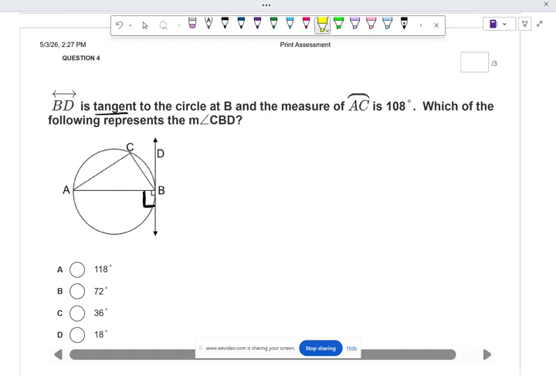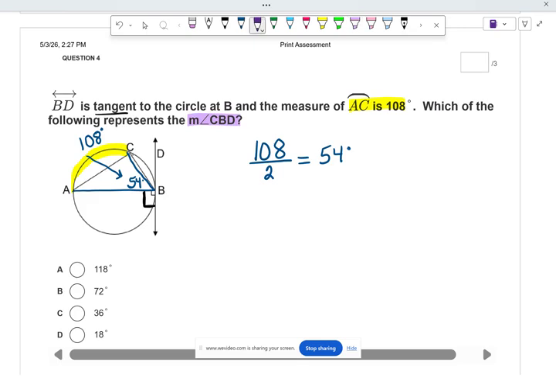The measure of arc AC is 108. From the A to the C is 108 degrees. All right. I'm going to inscribe that 108 to angle ABC. When you inscribe, you cut it in half. 108 cut in half is 54. All right, let's see. Maybe we're lucky and we have the answer they want. Let's keep reading. Which of the following represents the measure of angle CBD?